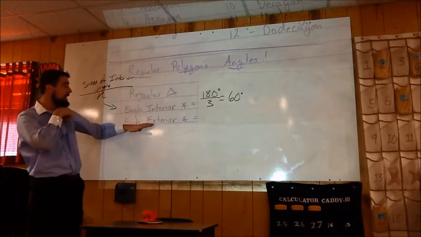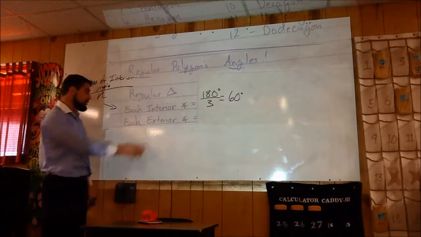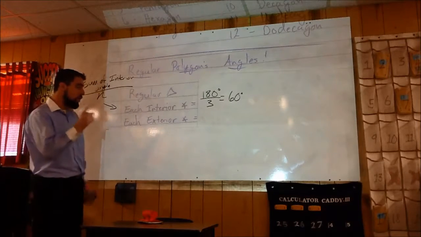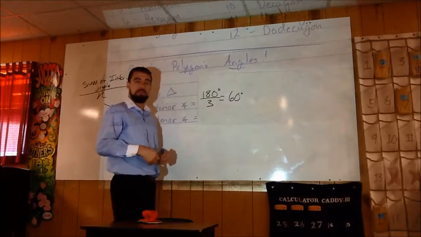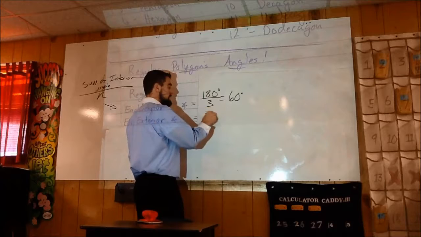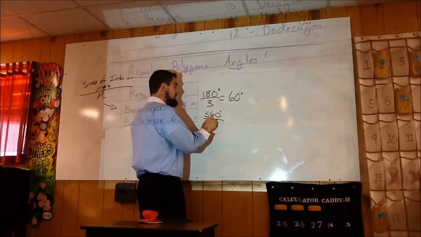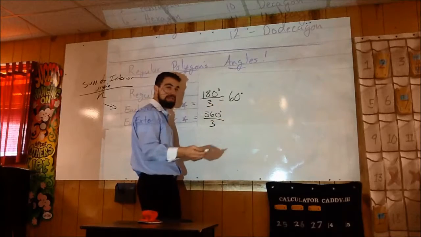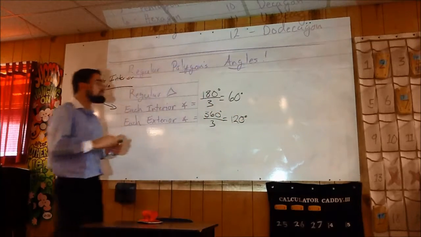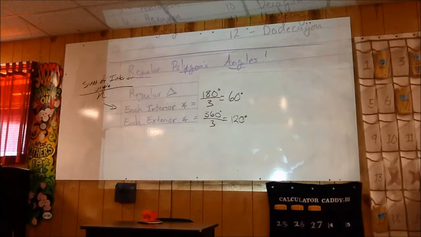Well, for a triangle, that 360 degrees needs to be split up evenly between these three exterior angles. So what is that going to make? 120. How'd you get 120? Divided by 3. Take 360 degrees, which is the sum of the exterior angles, and divide it by however many exterior angles there are. In this case, 120 degrees.